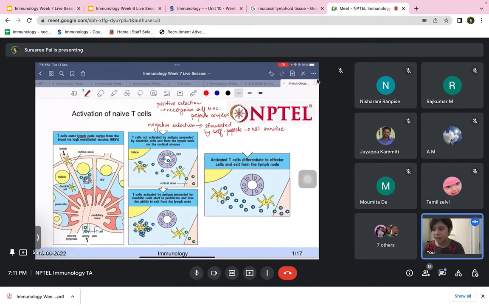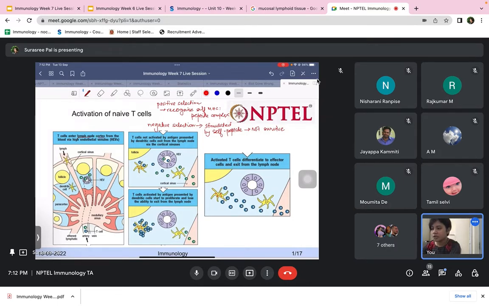Now once the naive T cells enter the lymph nodes, the T cells will either be activated or will not be activated. So how does this distinction happen? Suppose there is an antigen presenting cell inside the lymph node, and this antigen presenting cell is presenting a foreign peptide on its surface, right, through the help of MHC. There will be some population of the naive T cells which will be able to recognize this foreign pathogen, and then these cells will be activated. The rest of the cells which do not recognize this particular foreign pathogen will not be activated.